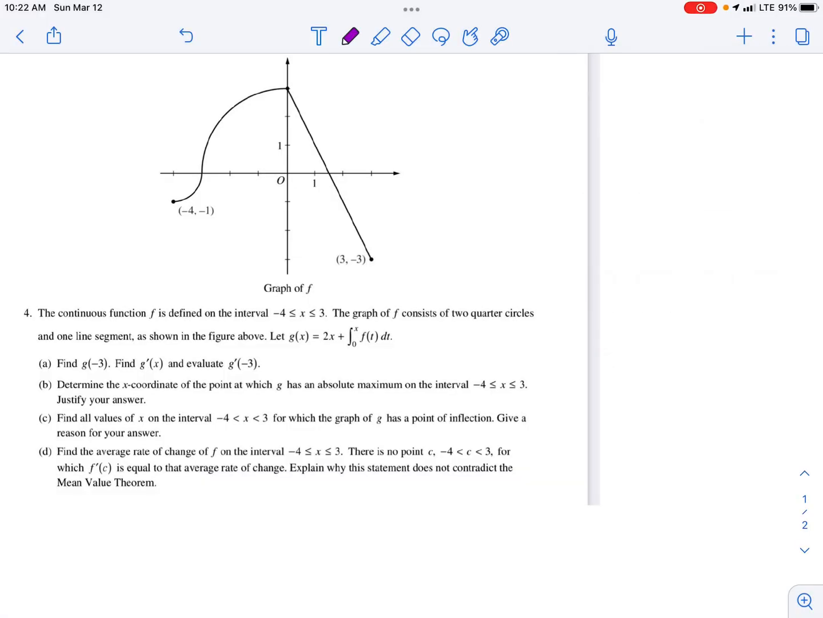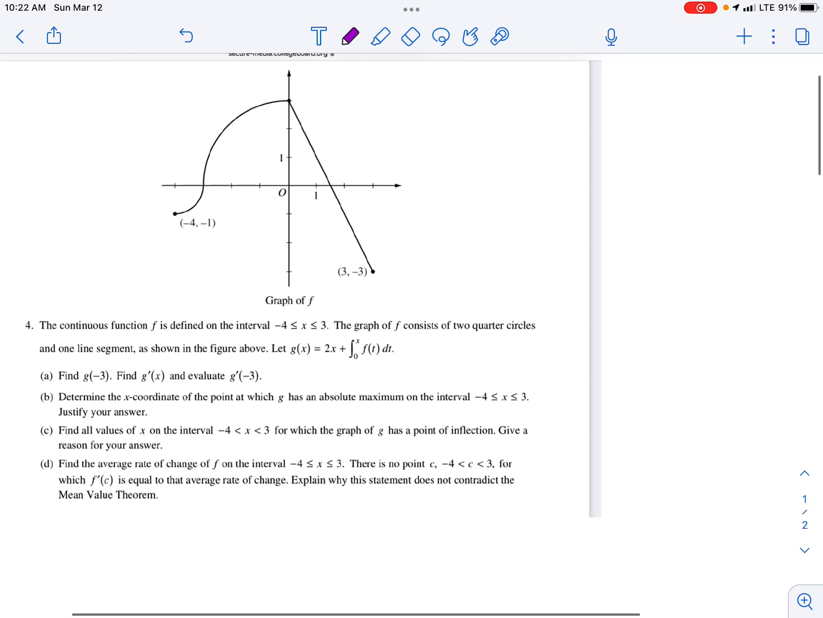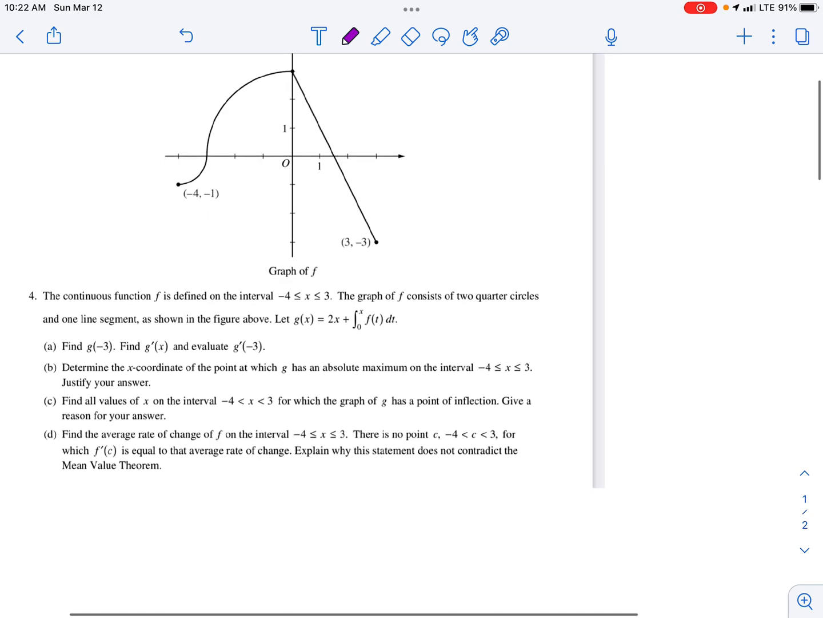Hello everyone. So let's just go over all of the parts of the free response from 2011. Okay, so I know we went over part A and part D in class, but I figured I would go over this again for you guys, especially since we're going to use part of part A for part B.